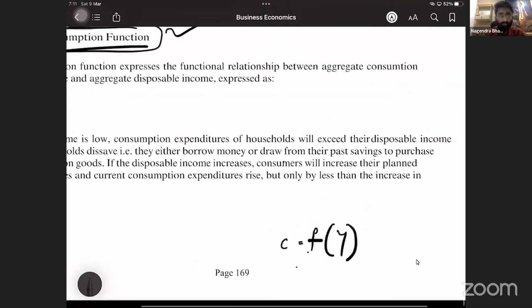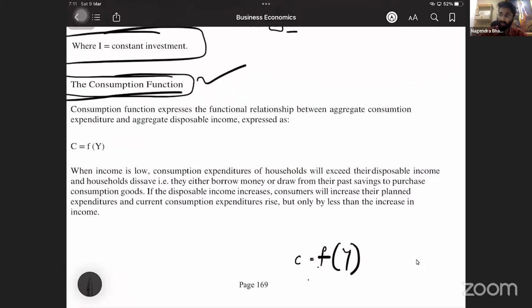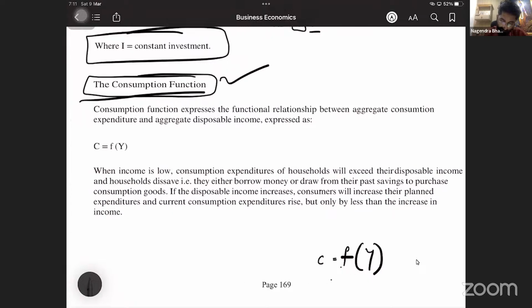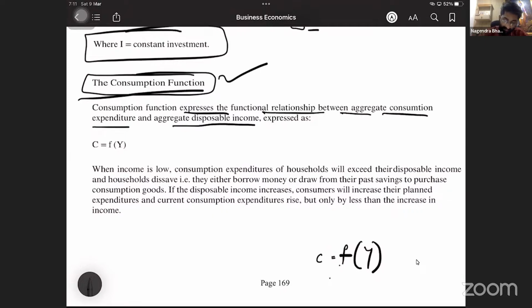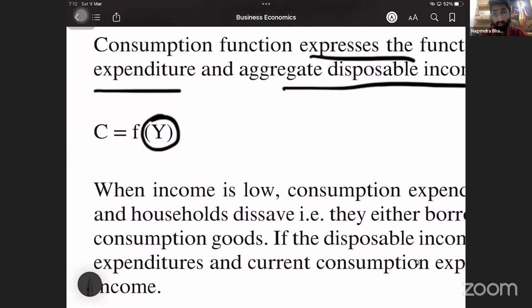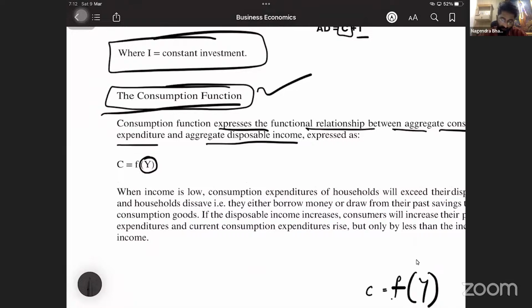Now here, C is equal to F of Y. It is a function of income. So the consumption function expresses the functional relationship between aggregate consumption expenditure and aggregate disposable income. What is this Y? Y is nothing but disposable income, which is expressed as C is equal to F of Y.